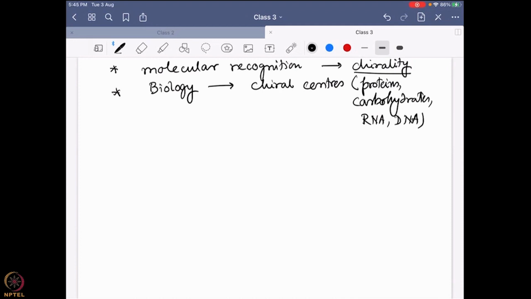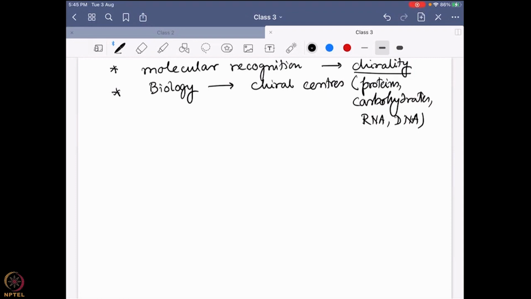Again, this doesn't always mean chirality has to be present only at the molecular level, that is, a carbon with 4 different groups. Not always. It can have a secondary structure made out of a polymer of even an achiral molecule, but the secondary structure is oriented in such a way that the molecule can be chiral in nature.